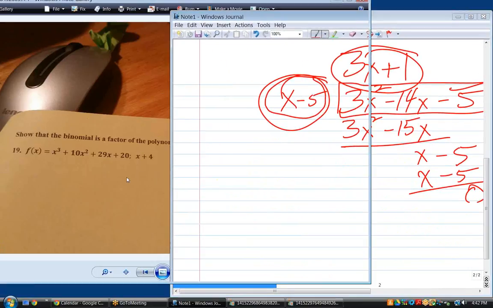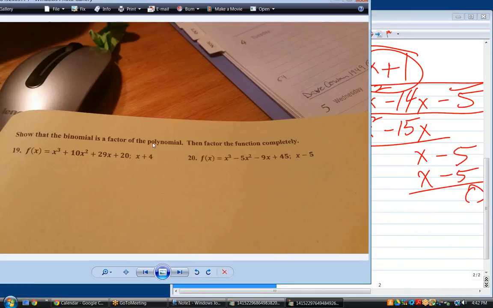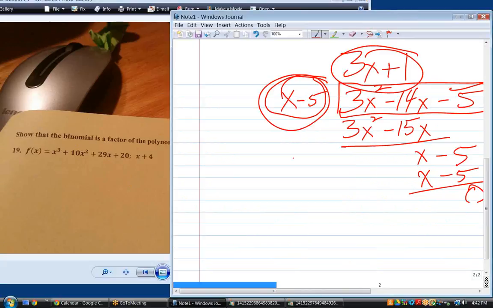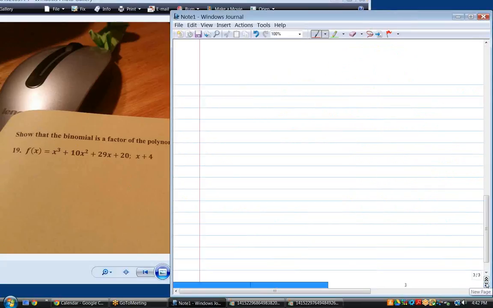Now see, this isn't strange at all. Show that the binomial is a factor of the polynomial. How are we going to do that? Can't you do synthetic division? Yeah. Okay, let's do it. Tell me how. So you put 4 in the little shelf thingy. Okay, in the box, yeah? Actually, you put -4. Okay, let's go over that.